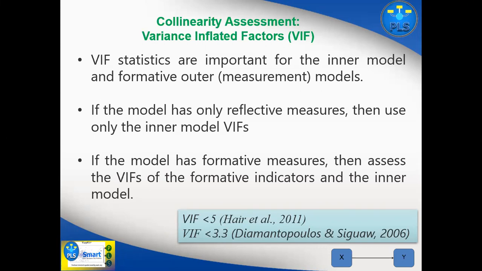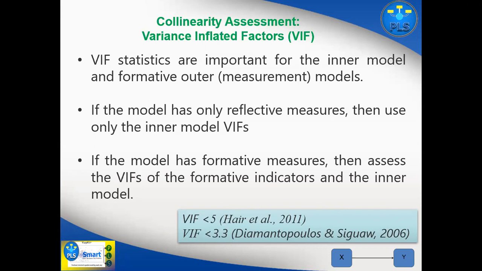So there are a lot of thresholds. As I told you before, Hair in 2011 said VIF should be less than 5, or according to Diamantopoulos and Siguaw 2006, VIF should be less than 3.3, and that's two extremes. Number one is more conservative, and number two is more liberal. So you now choose, and you look at your model.